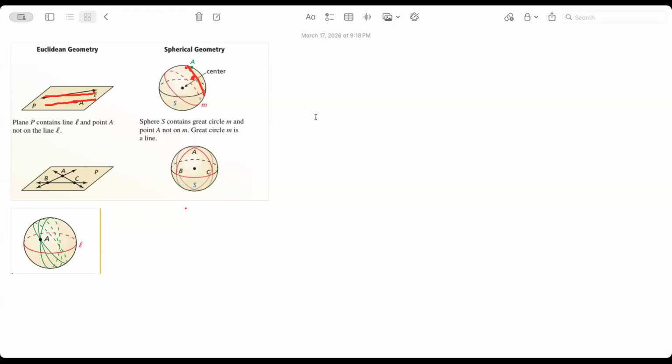Guys, I need your inputs, please. Think, it's okay to go wrong, right? Can you draw a great circle through A parallel to L? No, you can't. So there can be no line parallel to L. Got it?